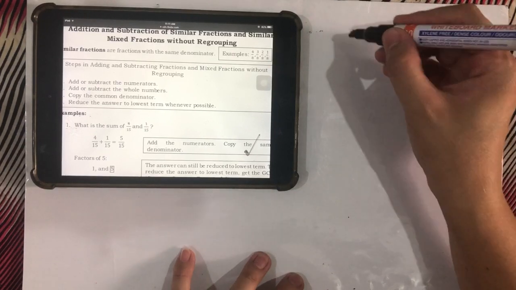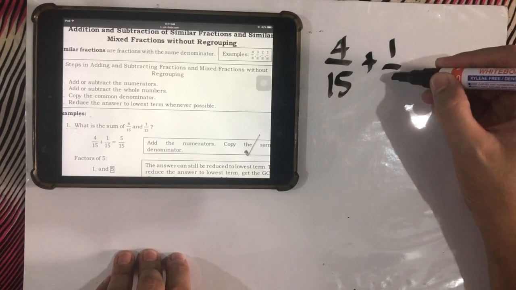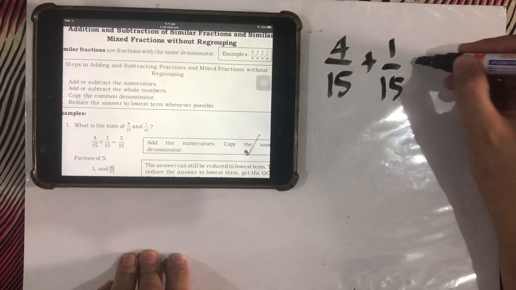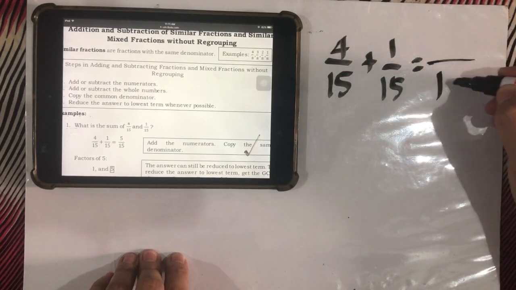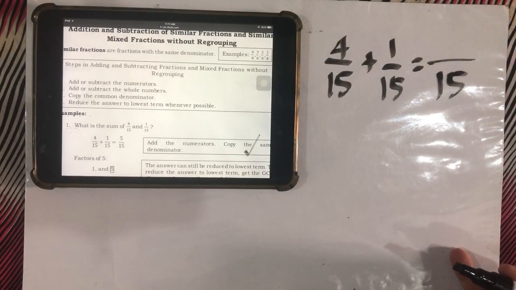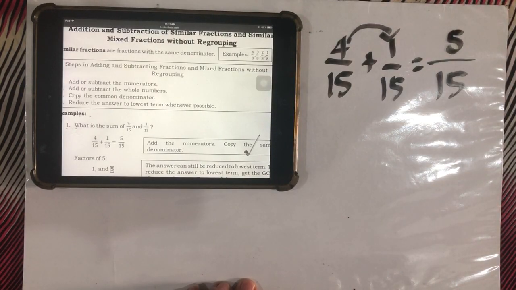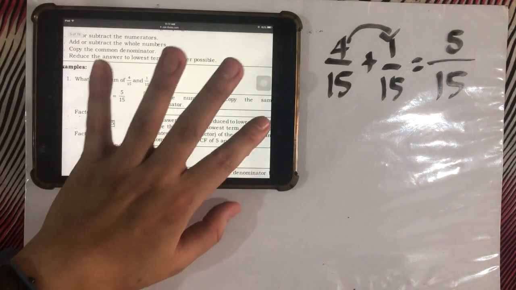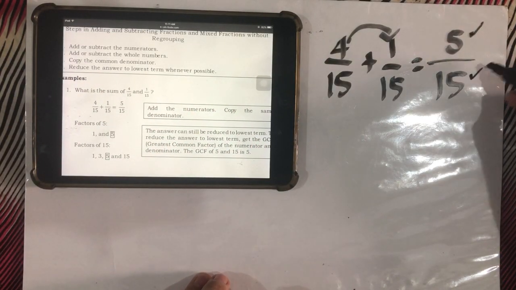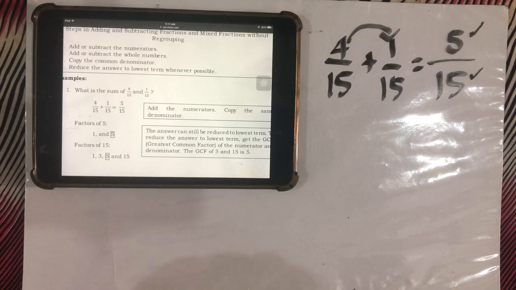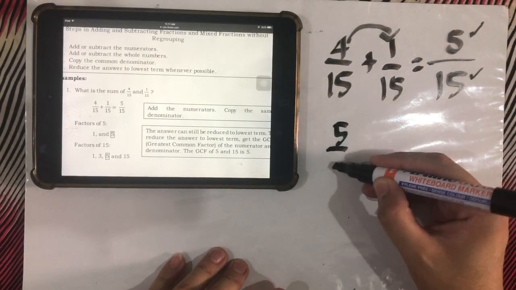Let's say we have ito 4/15 plus 1/15, di ba? So they have the same denominator. Copy lang. You have there 15 and then copy or add the numerator. 4 plus 1, you have 5. 5/15. Kaya nga na sinasabi dito sa ating example, yung ating numerator na 5 at yung ating denominator na 15 ay meron silang GCF. And their factor and their GCF is 5. So, you get your answer, 5/15.